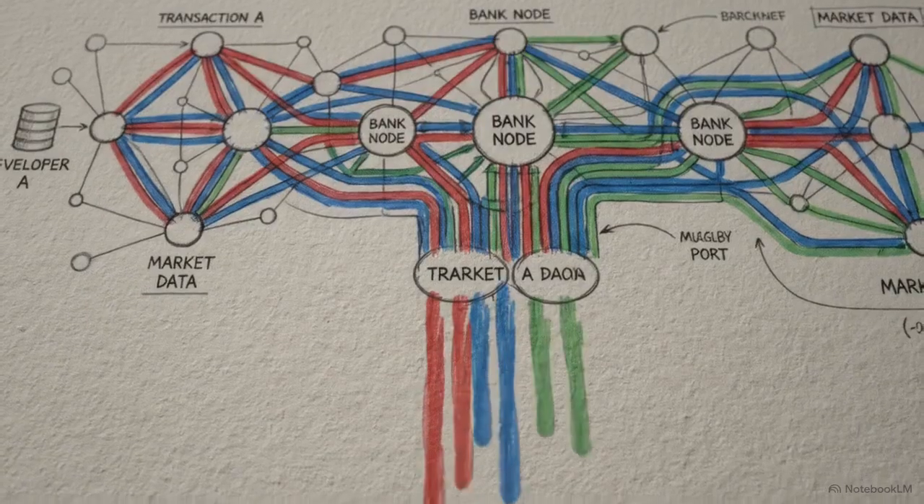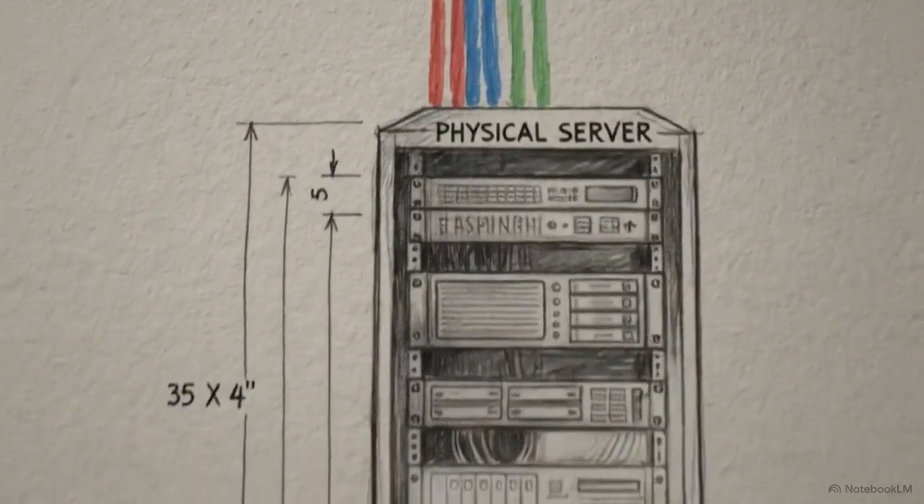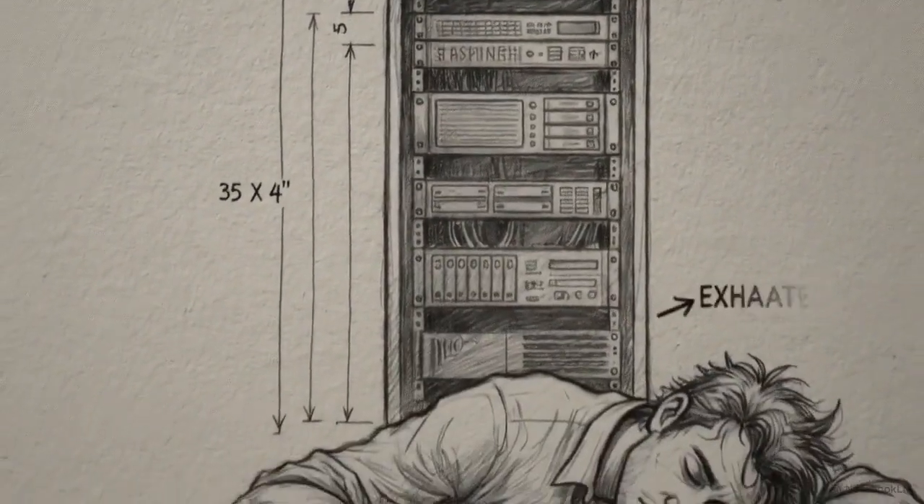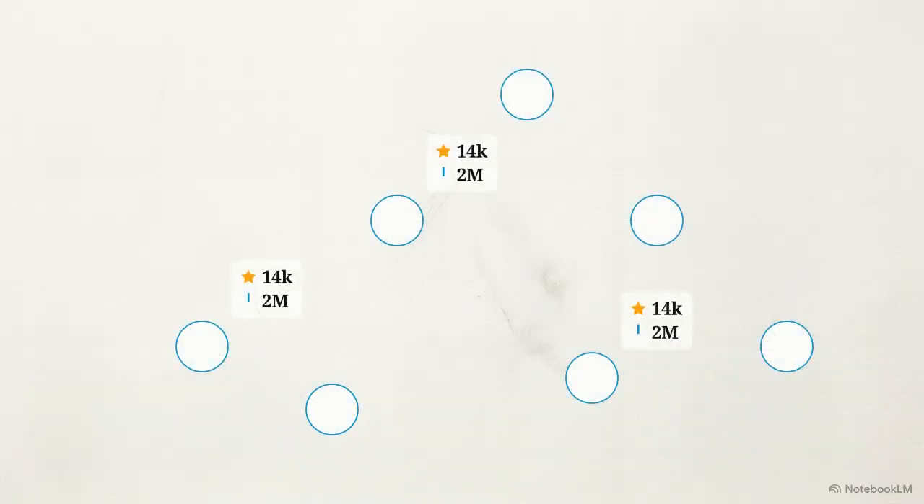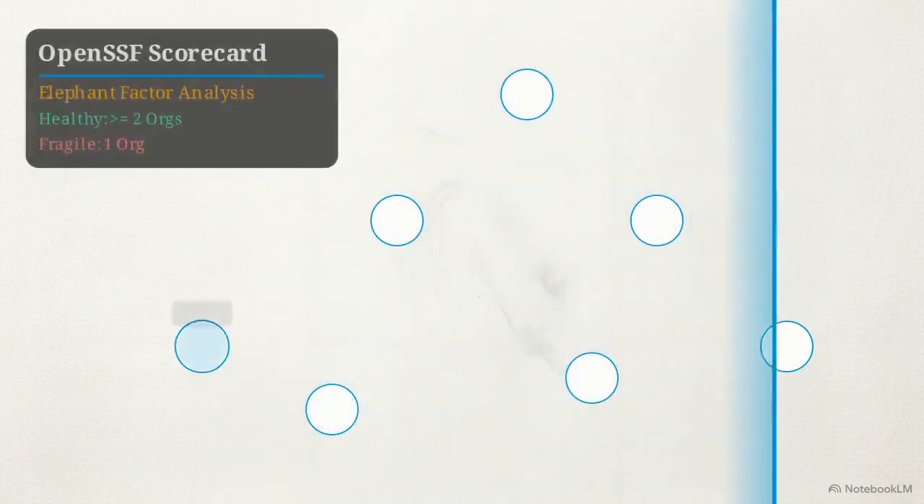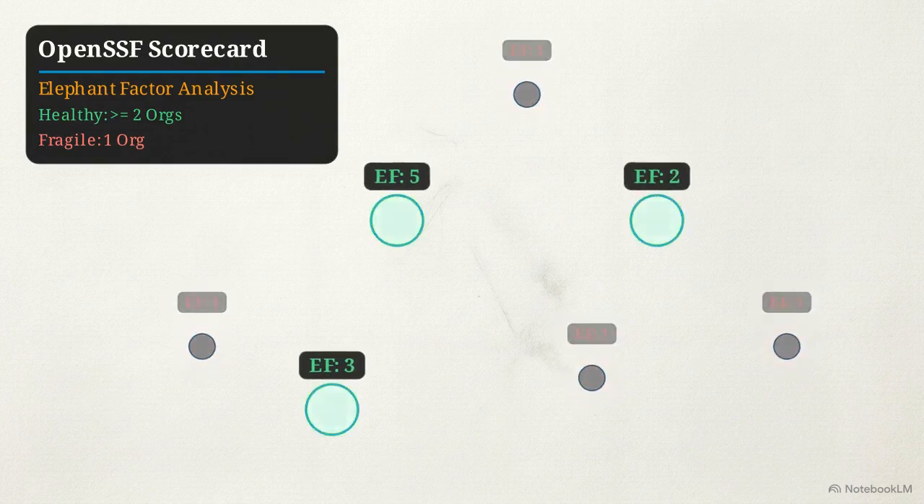We are left with a stark dependency paradox, a multi-trillion-dollar digital economy rests on a mathematically brittle, socially exhausted open source foundation. Mitigating this risk requires abandoning vanity metrics like download counts and GitHub stars. Instead, organizations must evaluate project health using the OpenSSF scorecard, analyzing structural metrics like the elephant factor to ensure a critical library isn't dependent on a single overworked individual.